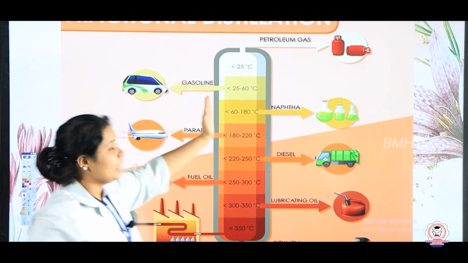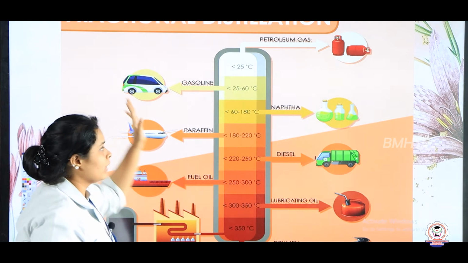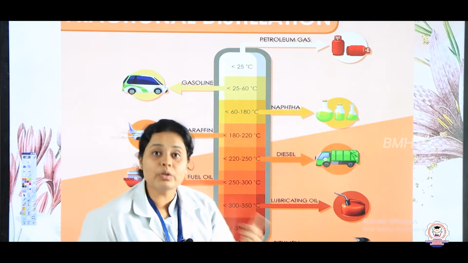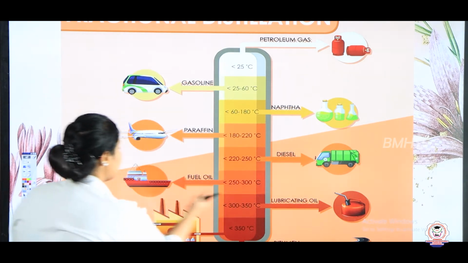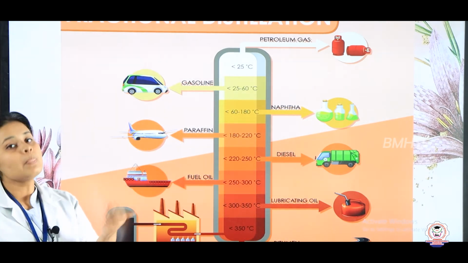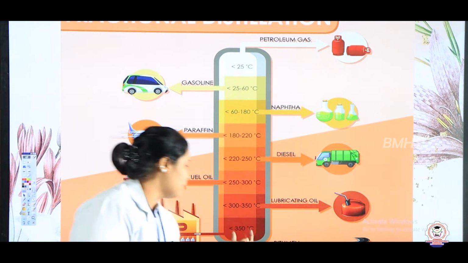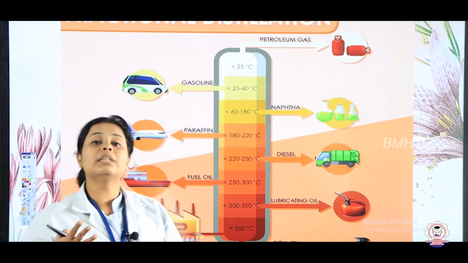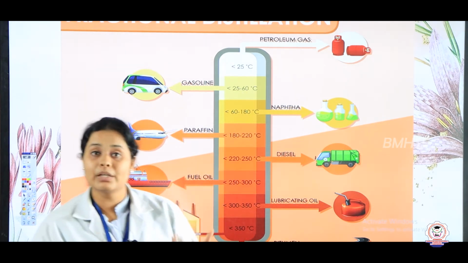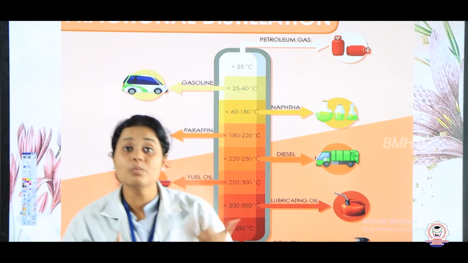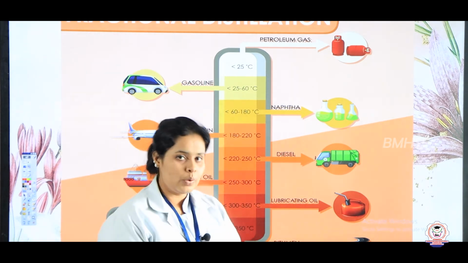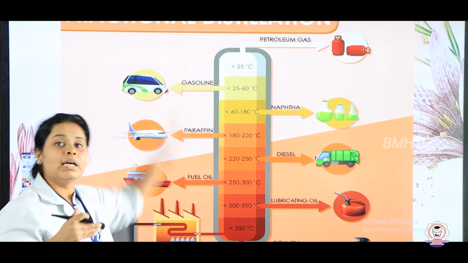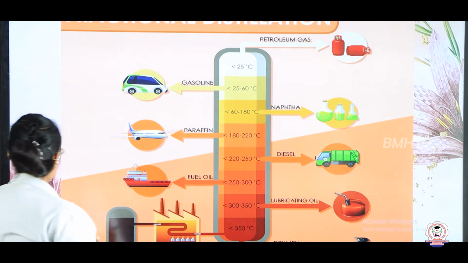Same way, from 25 to 60 degrees gasoline will come, naphtha will go, and at the temperature between 250 to 300 degrees Celsius you will get the fuel oil, which is used by the ships. And last, at the temperature of 350, here you will get the bitumen. Bitumen, as I said, is a chemical, or you can call it a coal substance, which is useful for making roads. So this is also a process depending upon the boiling point of different substances, right.